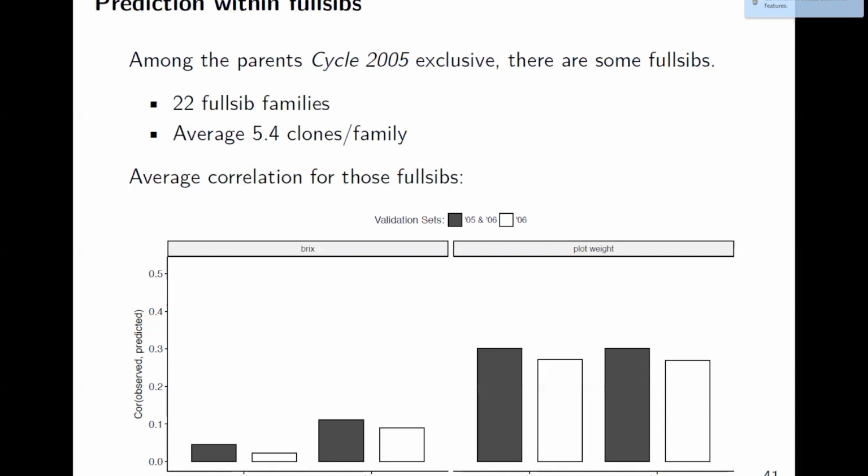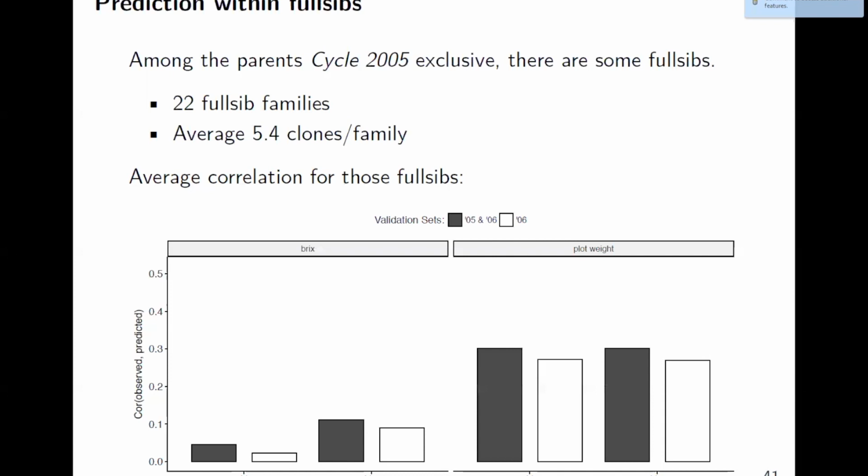In this case, we can still do a good prediction for plot weight, but there is a sharp decrease for bricks. I actually tested the significance of this. As you might imagine, there might be a lot of variation for this small number of families. And actually, the standard deviations here are pretty high. So if I do a t-test, it's not going to be significant.